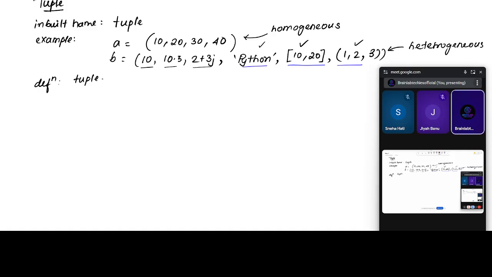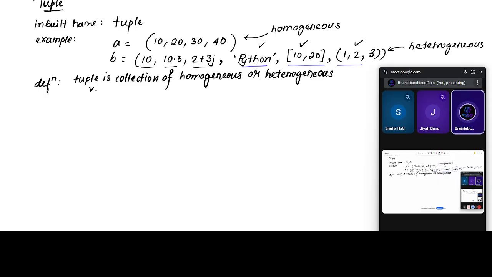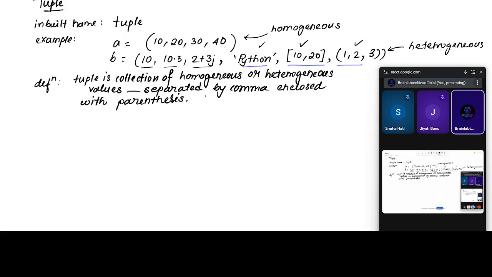So as a definition, what can we write? Tuple is a collection of values. Those values can be homogeneous or heterogeneous, so you can improve this definition as: a collection of homogeneous or heterogeneous values, separated by commas, and enclosed within first brackets or parenthesis, and that's what is called a tuple.